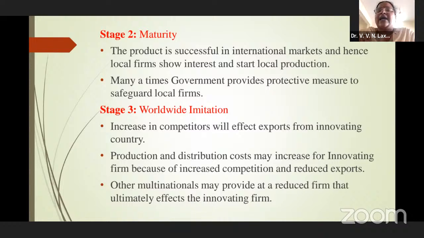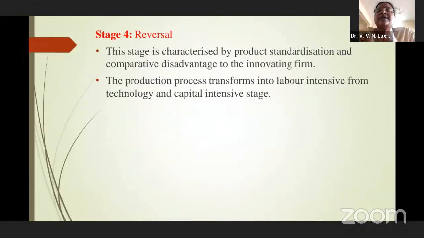Okay. And actually, this may force the innovative companies to stop exporting or to reduce the production of that particular product, and then think of some other innovation. And this is called the reversal stage, that is level 5 or stage 4.